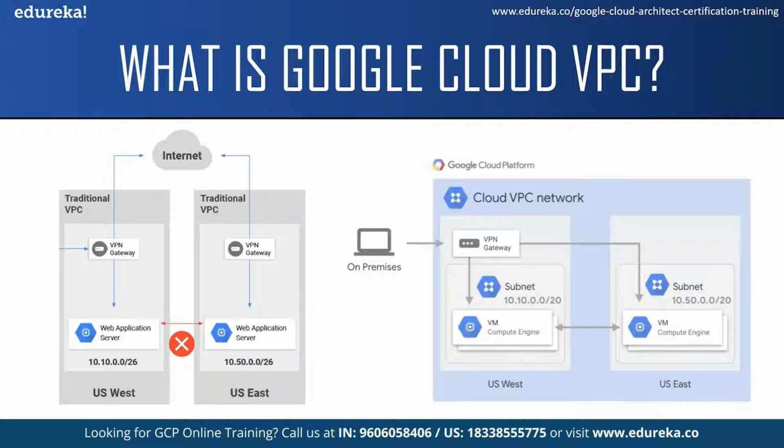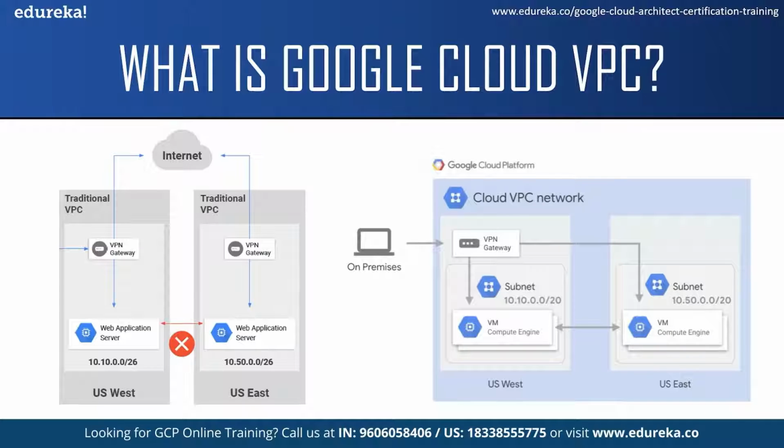Now in this case, the virtual machine present in one region can directly communicate with the virtual machine in the other region, without the help of the VPN gateway. Now the communication between the virtual machines is handled by Google's underlying network. This is the same network that Google uses for its search engine, YouTube, Gmail, and its other applications.